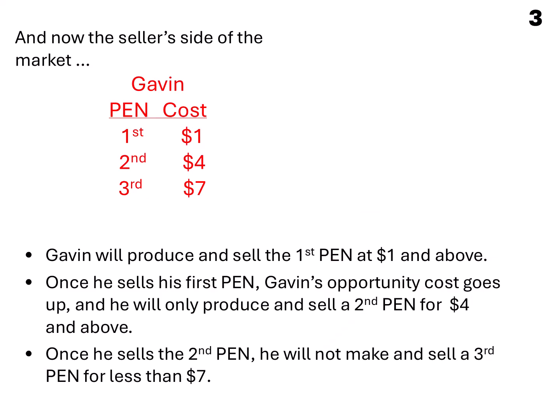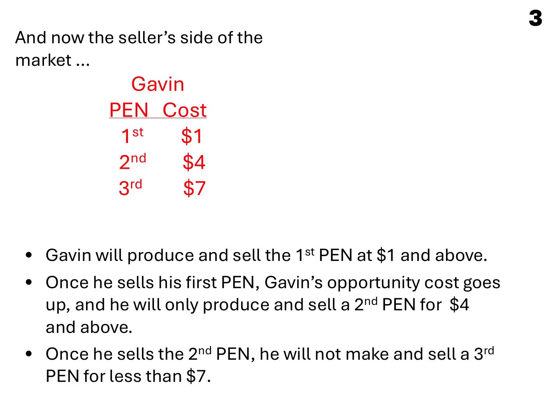Slide 3. Gavin is a woodturner who can produce commissioned pens. Pens are expensive to make. Besides the materials used, there is the opportunity cost of Gavin's time. Instead of making pens, Gavin could be doing other things. Once we include his opportunity cost, we have the following cost schedule for Gavin.